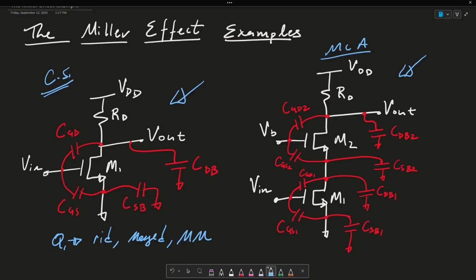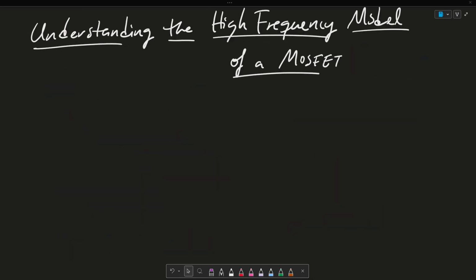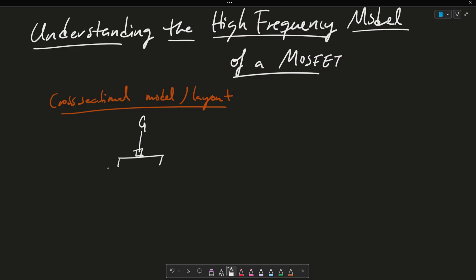Now, before we dive into the three questions being asked, we want to talk about where these capacitors are generated from in the MOSFET transistor. And in order to do that, we need to understand the high frequency model of a MOSFET. So similarly to part one of this example series, I'm going to draw out the cross-sectional model or layout for the MOSFET transistor. Essentially how that looks is you have this gate and it's connected to a metal.